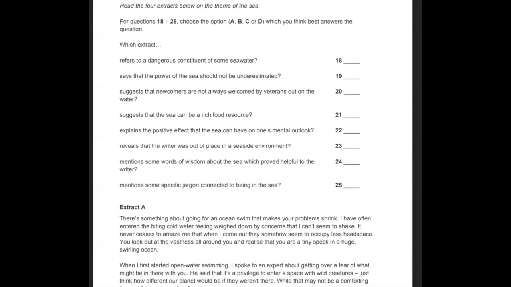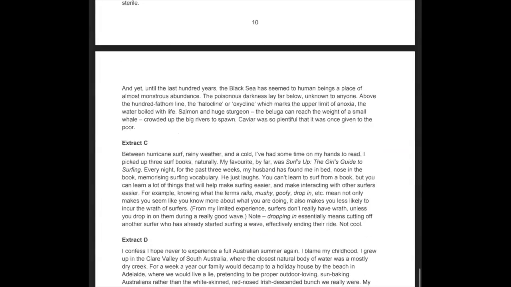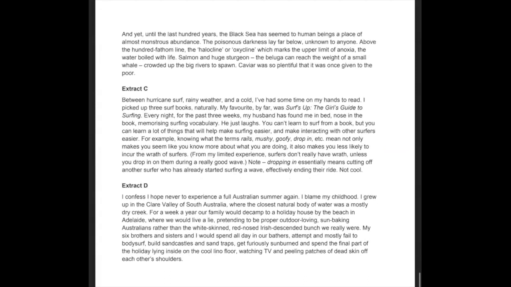So if we quickly get down to extract C, just so you guys know how to summarize it. Well, this one, as you read through it, it's talking about this book that this person's reading, Surf's Up, right? How she's memorizing surfing vocabulary. What do we call vocabulary or words that are specific to a particular area? We call it jargon. So this is the giveaway for that question from before, the one about jargon, right?